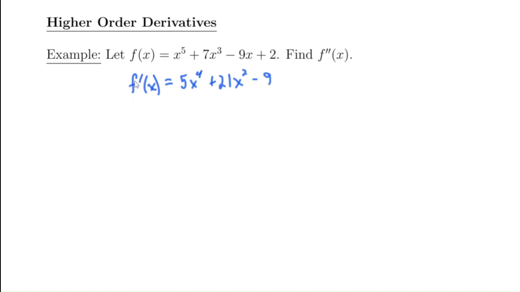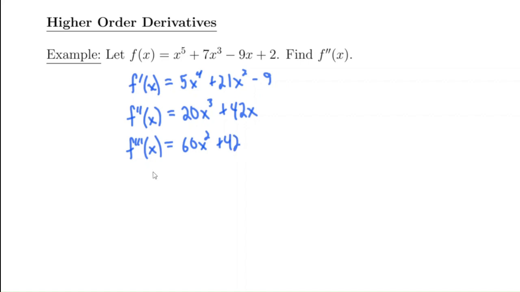So that's the first derivative, or the first order derivative. Well, f double prime of x is going to be 20x cubed plus 42x. Okay, so it's just that simple. F double prime of x is just the derivative of the derivative. By the way, if we wanted to find f triple prime of x, we could take the derivative of the derivative of the derivative, and this would be 60x squared plus 42, and you could keep taking derivatives.